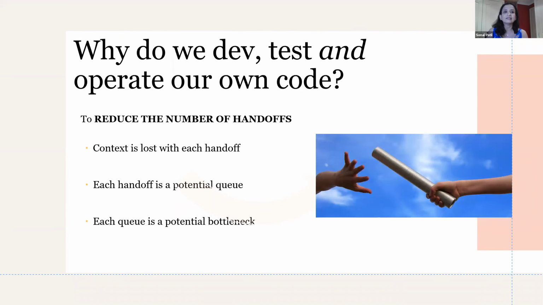Well, the first way tells us to reduce the number of handoffs. Every time work passes from team to team, there's a lot of communications and context settings that take place. There's specifications, prioritizations, scheduling, ticketing, project management systems, documentation, meetings, emails, and whatnot. Yet, every time a handoff happens, context is lost. Each handoff is a potential queue, and each queue is a potential bottleneck. And when you have a bottleneck, the flow of work is stopped or interrupted and is not going to the customer.